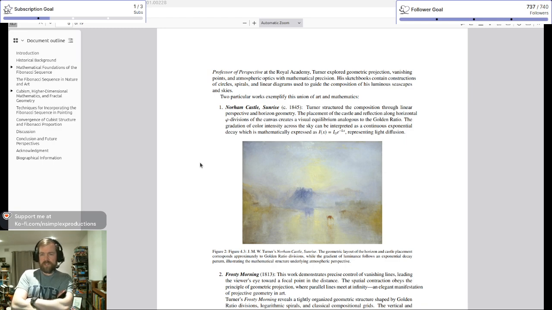Norham Castle Sunrise, 1845. Turner structured the composition through linear perspective and horizon geometry. Placement of the castle and reflection along the horizontal phi divisions of the canvas create a visual equilibrium analogous to the golden ratio. I would love for you to tell me where those are. Please.